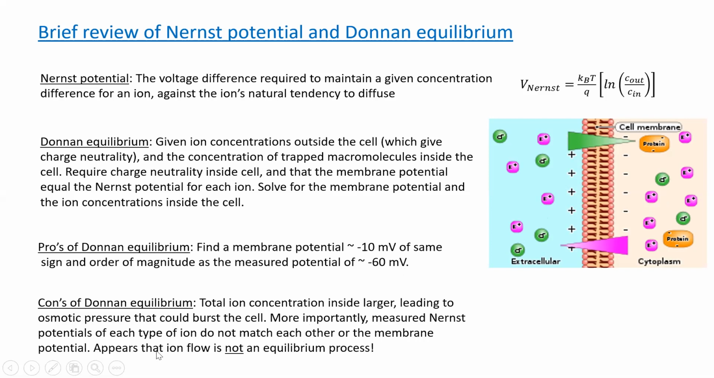So it appears that ion flow is not a completely equilibrium process. That is, it isn't governed only by setting the chemical potentials on both sides equal and balancing the effect of the electrical force and the diffusive force. It appears that something else is going on. And that something is ion pumps. So active transport of ions back and forth across the membrane using ATP energy. So here's a little pump here with some suggested ions.